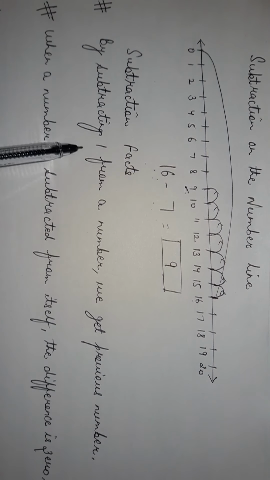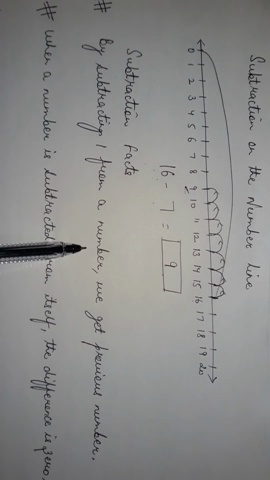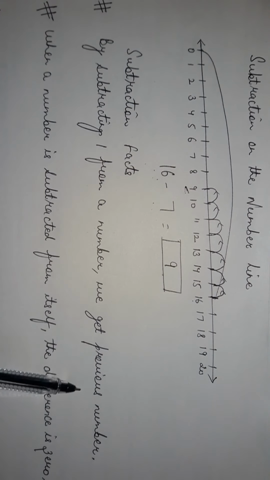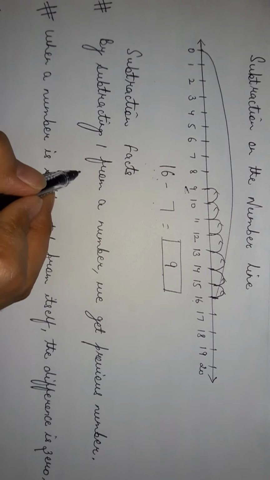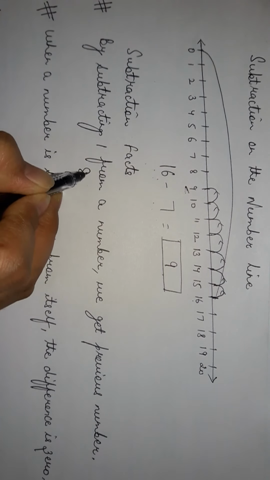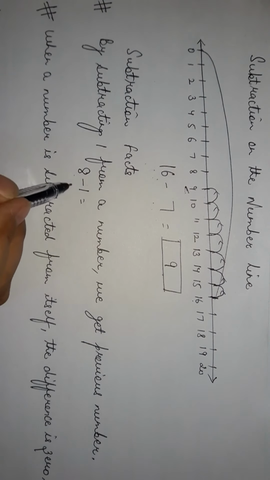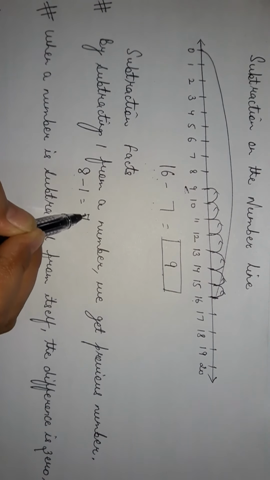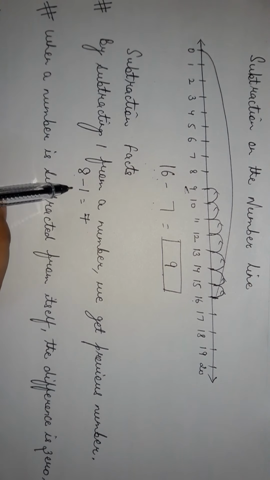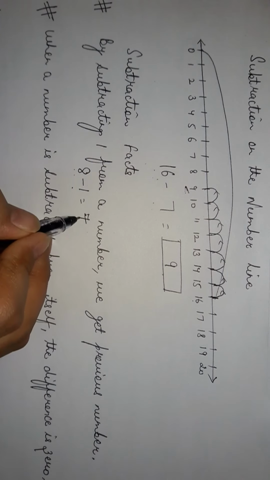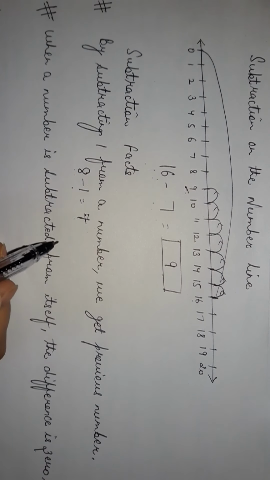It means if we subtract 1 from a number, we are getting that previous number. Let us take an example. If I write here 8, and if I subtract 1 from 8, I am getting 8 minus 1 equals 7. So after subtracting 1 from the number 8, we get the number 7, which is the previous number.